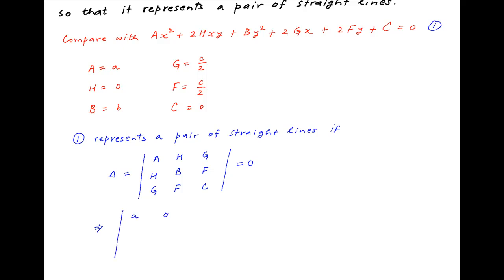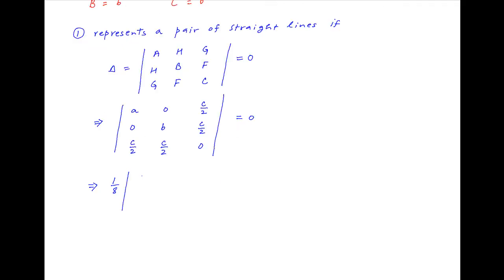Substituting the values of capital A, B, C, F, G and H, we get a determinant with rows a, 0, c upon 2, 0, b, c upon 2 and c upon 2, c upon 2, 0. And this determinant should be equal to 0. Now take half common from each of the three rows. We get 1 upon 8 times the determinant with rows 2a, 0, c, 0, 2b, c and c, c, 0. And this should be equal to 0.